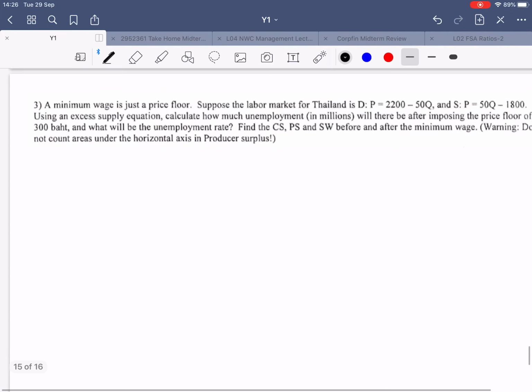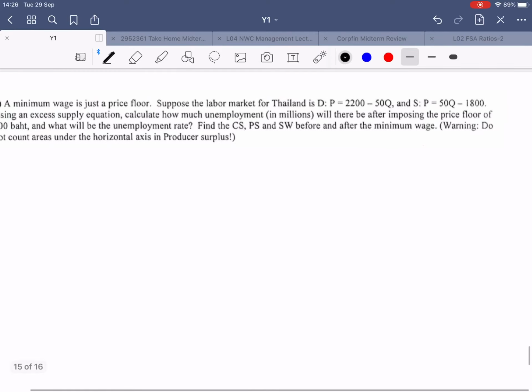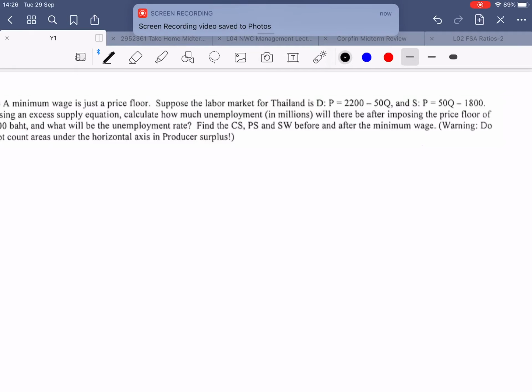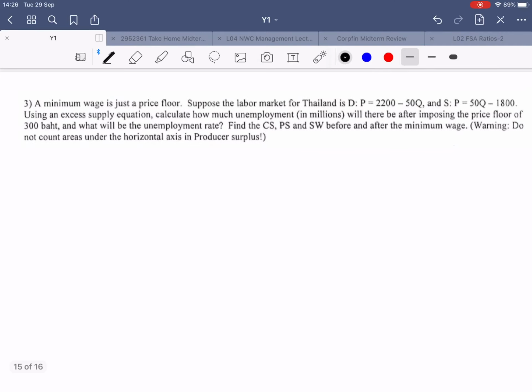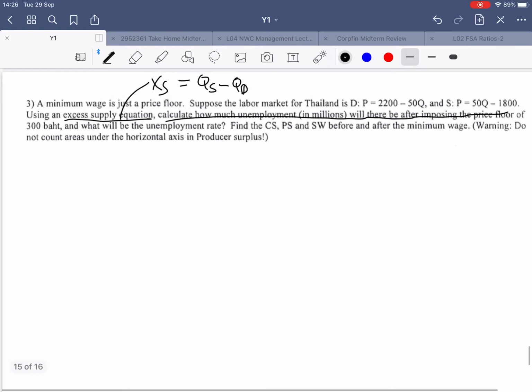Okay, so for the last question here, a minimum wage is just a price floor. Suppose the labor market for Thailand has a demand curve of P equal to 2200 minus 50Q, and a supply curve of 50Q minus 1800. Using an excess supply equation, which is XS equal to QS minus QD, calculate how much unemployment will there be after imposing the price floor of 300 baht.